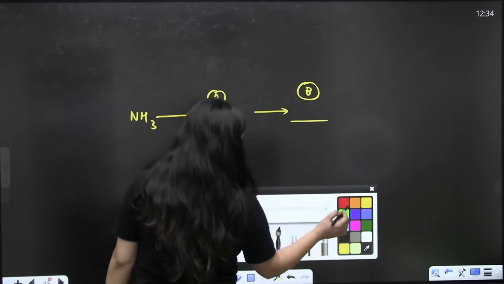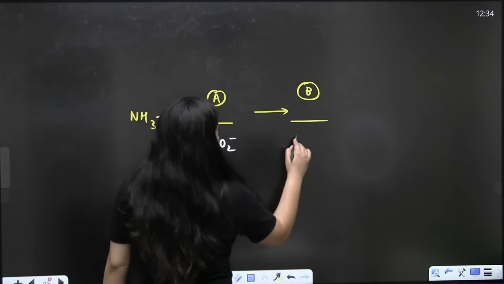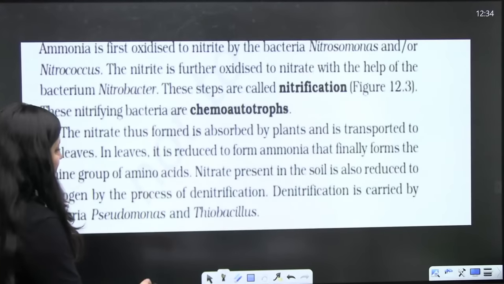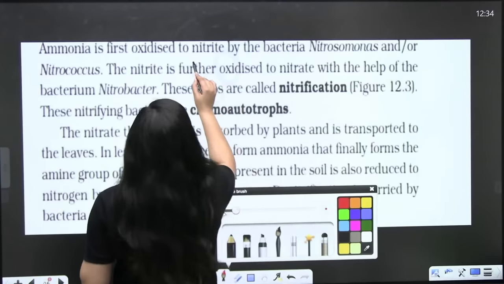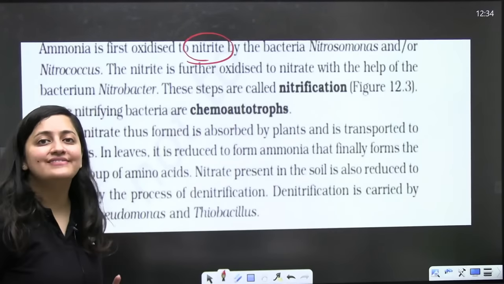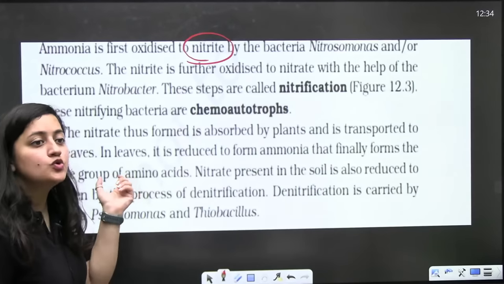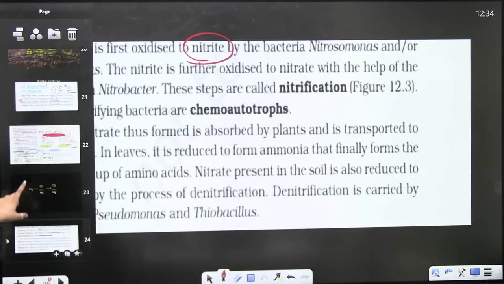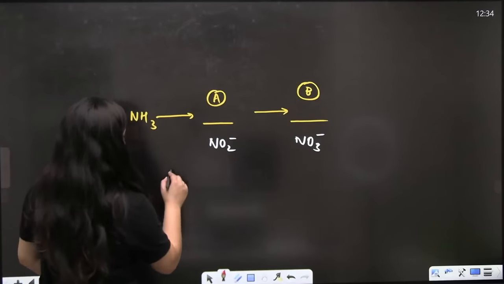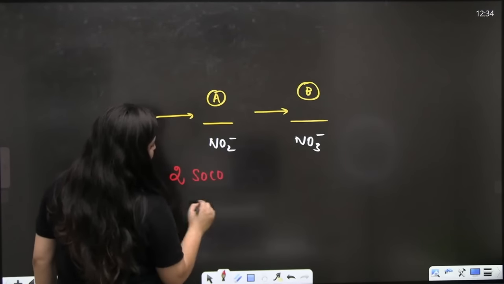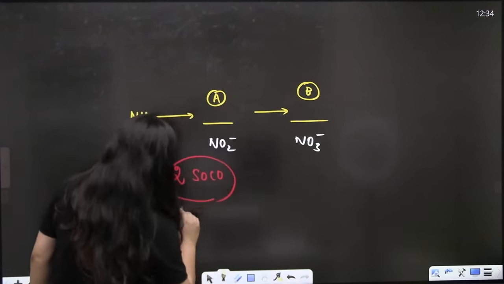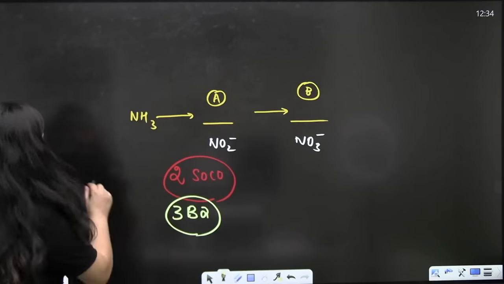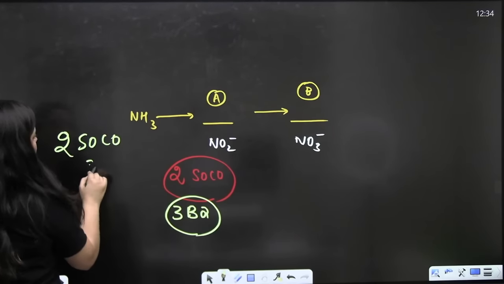Exactly. So the sequence should be clear. First, ammonia will form nitrite, NO2 negative. So the trick is 2-SOCO and 3-BAR. This is how I remember it. It is 2-SOCO and 3-BAR.